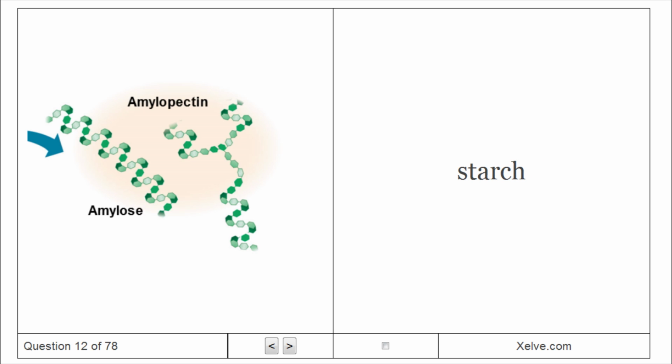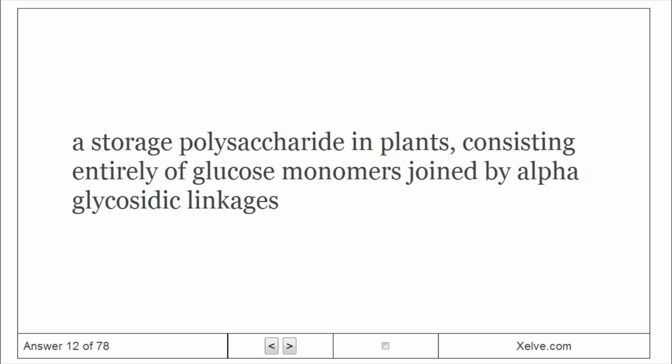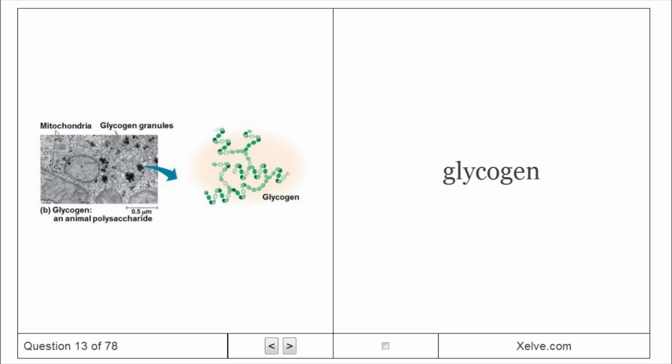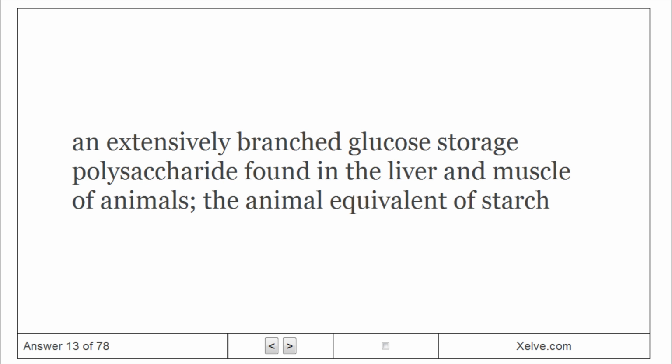Starch. A storage polysaccharide in plants, consisting entirely of glucose monomers joined by alpha glycosidic linkages. Glycogen. An extensively branched glucose storage polysaccharide found in the liver and muscle of animals, the animal equivalent of starch.